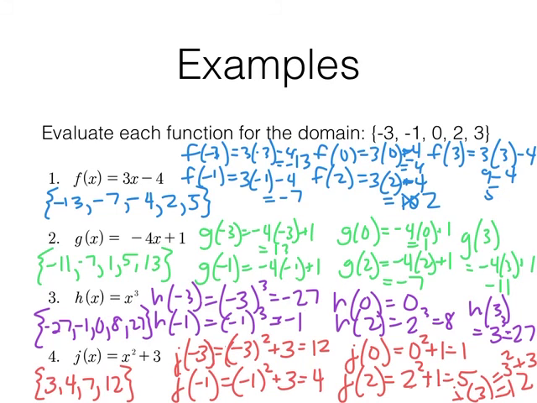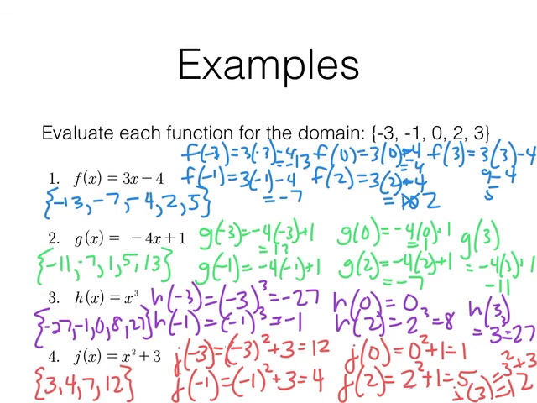So double check your math. Notice that there's only 4 values in the fourth one, because one of them came out twice, and that's okay. It's okay to duplicate y values. It's just not okay to duplicate x values. Okay, so that's how we deal with a function rule.